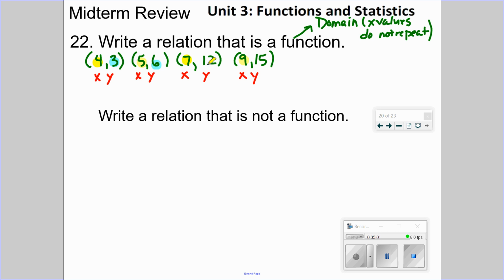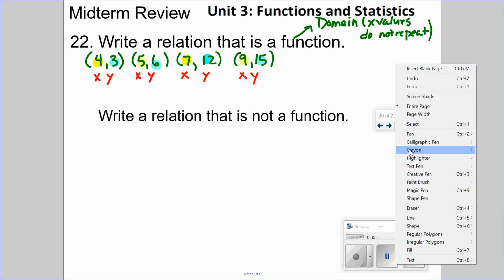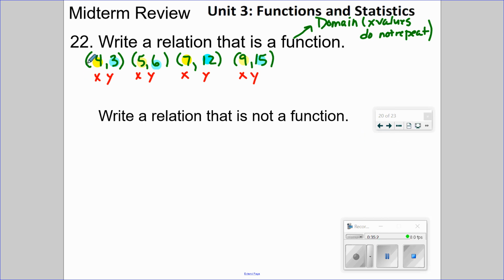So I have to check to see that my domain, which is yellow, my x values do not repeat. And that would be a function. So I have 4, 5, 7, and 9. That is a function because the x values or the domain does not repeat.